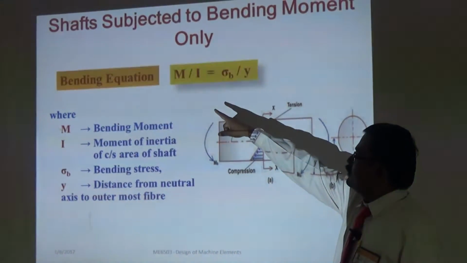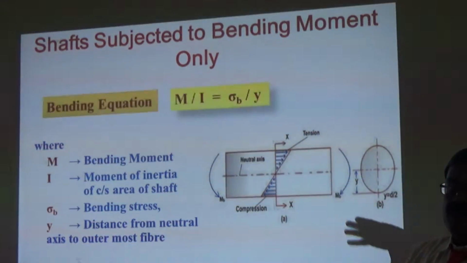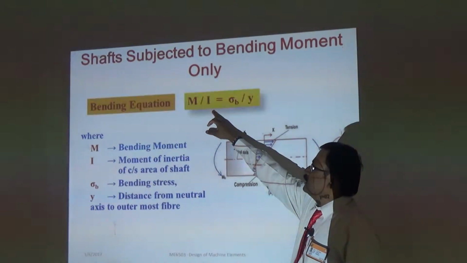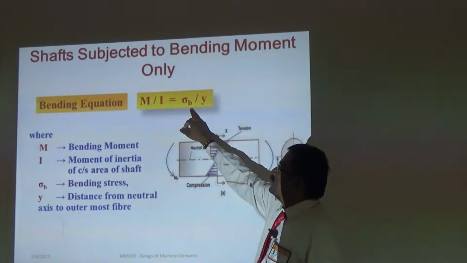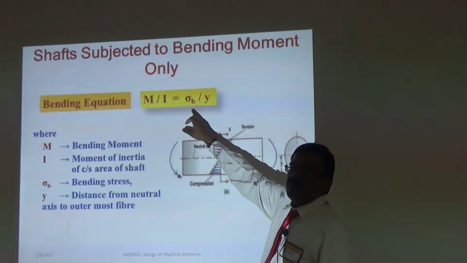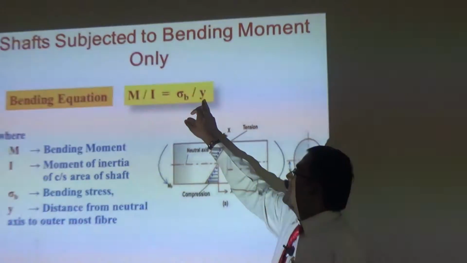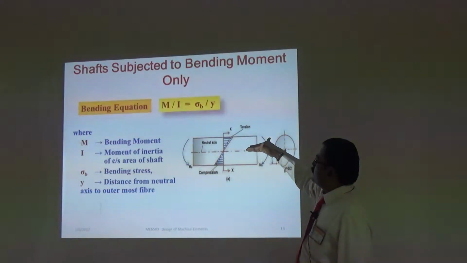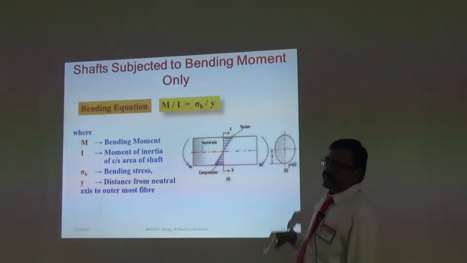Here, M is the external load, that is the bending moment acting on the shaft, I is the geometrical property, that is the moment of inertia, sigma b is the strength of the material, that is the bending strength of the material, and y is the distance from the neutral axis of the shaft to the outer layer, at which we are calculating the stress.